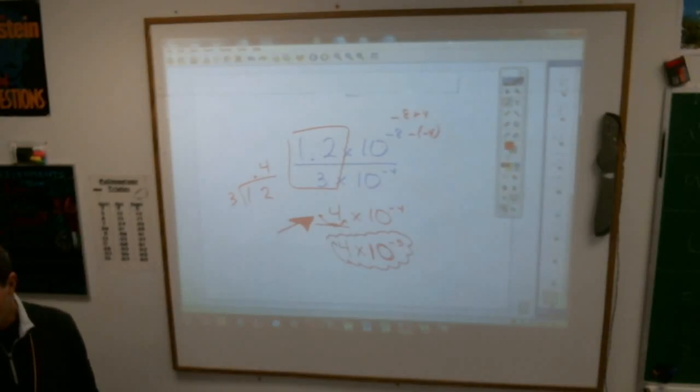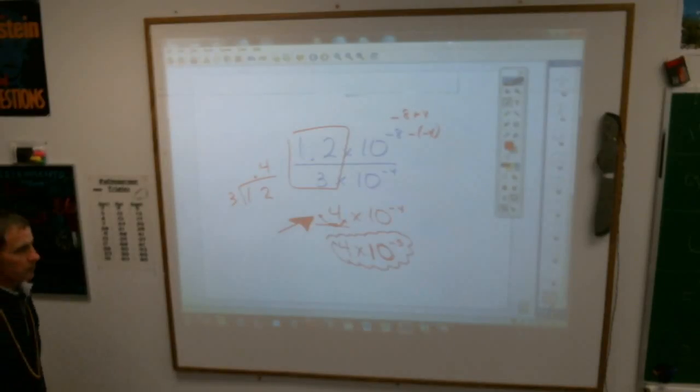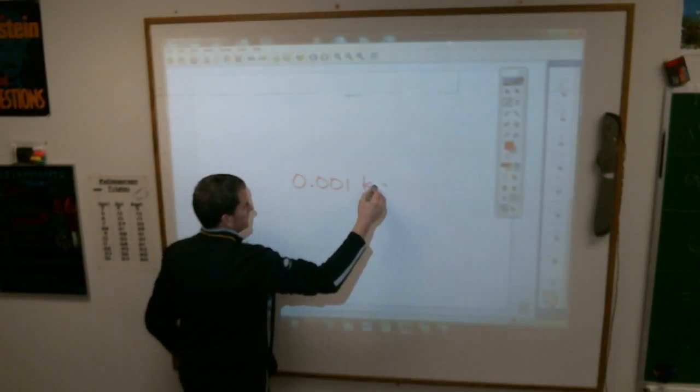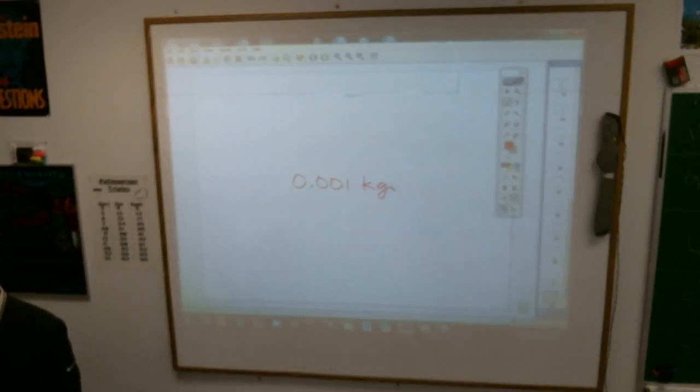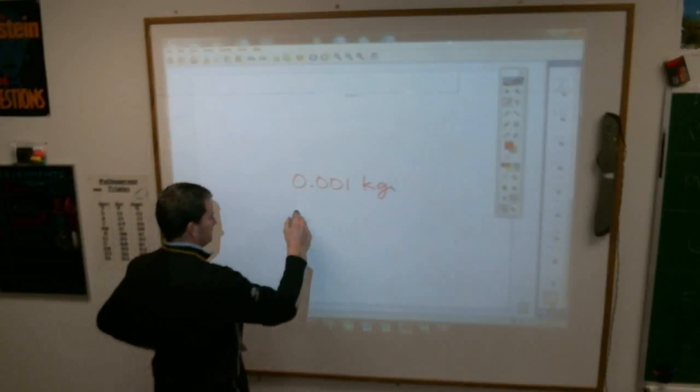Look in your books, page 391. At the very top of page 391, read it to yourself as I read it aloud. Don't spend too much time on one question. Letter I says a dollar bill weighs 0.0001 kilograms. That's about the weight of a dollar bill. What is the weight of $1 million bills?